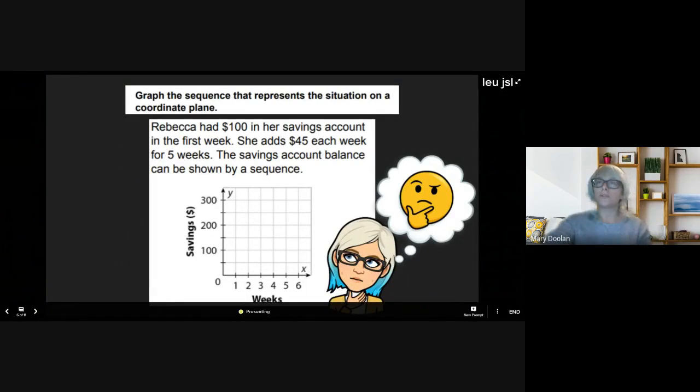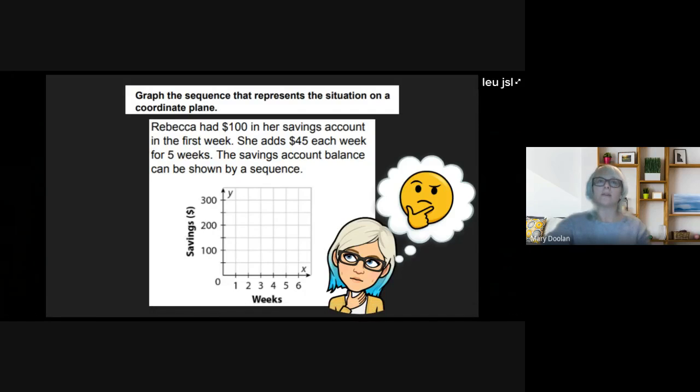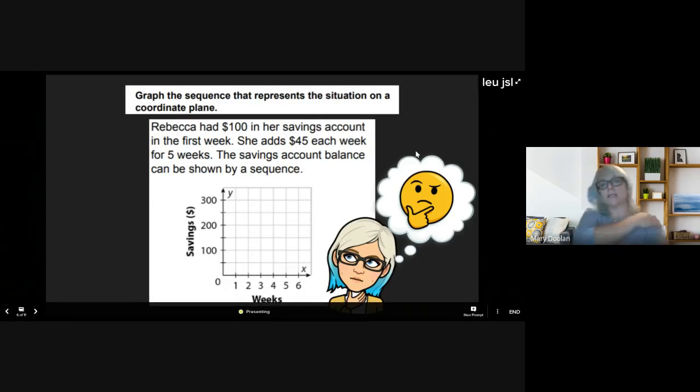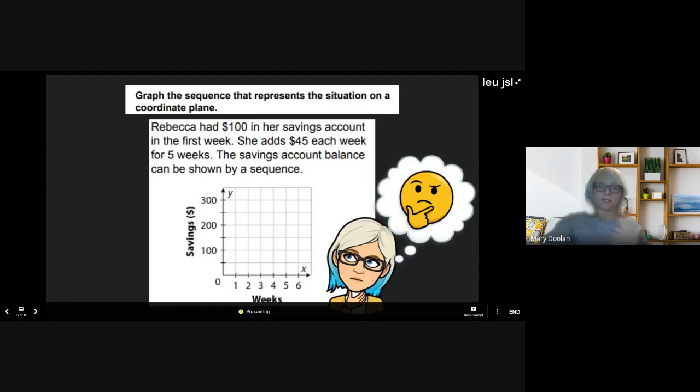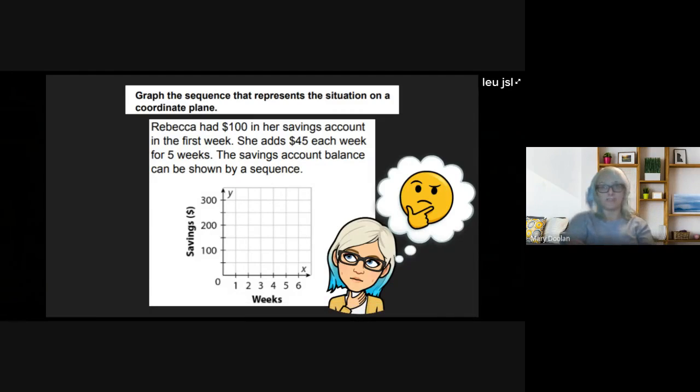All right, so here's slide 6. If you want to come to the Google Meet tab so you can see kind of like where I'm pointing to things as I'm explaining this. That's probably good. So the directions say graph the sequence that represents the situation on a coordinate plane. And so here's our situation. Rebecca had $100 in her savings account in the first week. She adds $45 each week for 5 weeks.